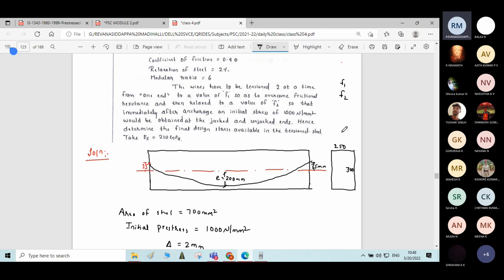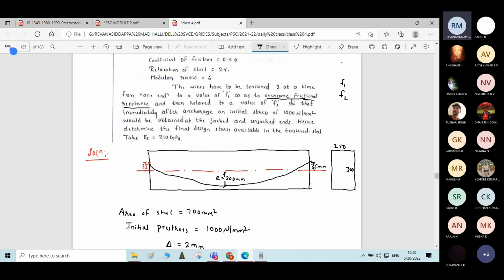What he said is, in this problem there is relaxation given in the induced stress in the steel with respect to loss due to friction and loss due to anchorage. Which means that the initial stresses are applied by considering this loss due to friction and the loss due to anchorage. That is the meaning here. So as to overcome frictional resistance. Overcome frictional resistance means the loss due to friction should be reduced. It should be zero.